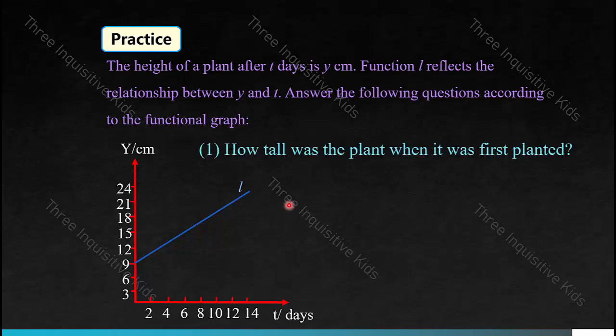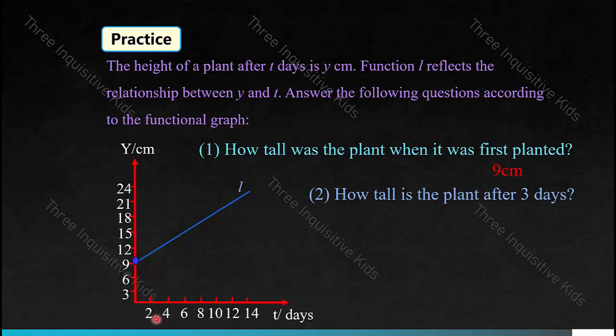First question. How tall was the plant when it was first planted? This means that there were 0 days after the day it was planted. Therefore, we look at this point right here, in other words, the y-intercept, and we have 9 centimeters. How tall is the plant after 3 days?